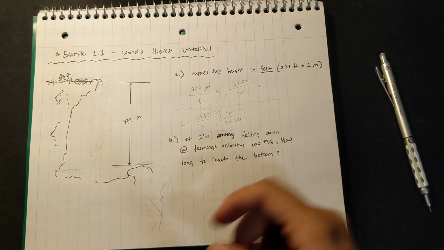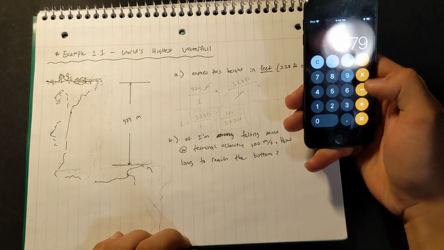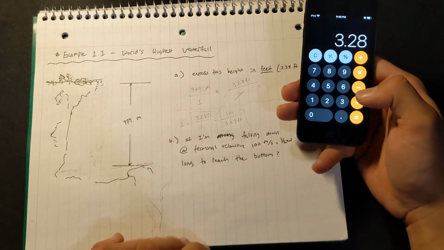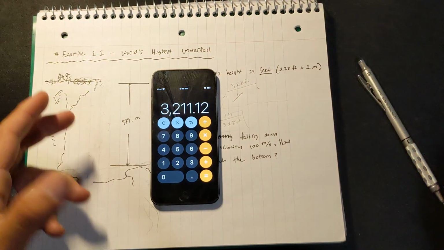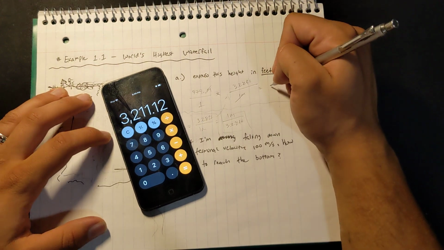So let's go ahead and plug that into our calculator. 979 meters times 3.28 feet. And you know that's right because a meter is about a yard, and a yard is 3 feet. What do you know? There you have it: 3,211 feet.